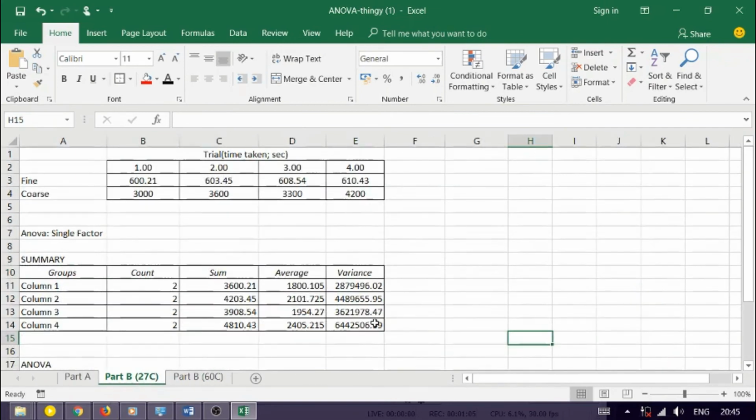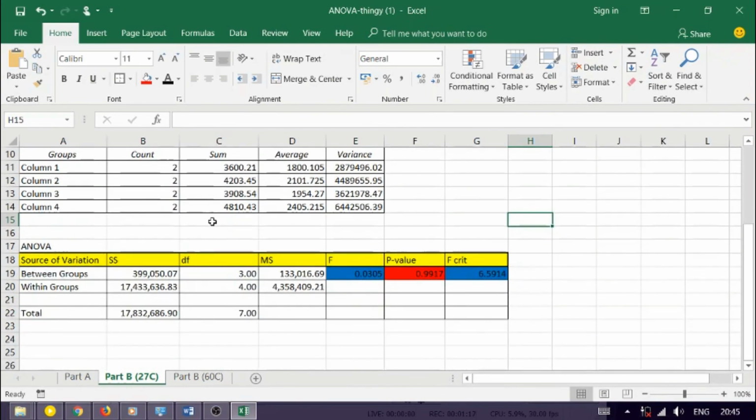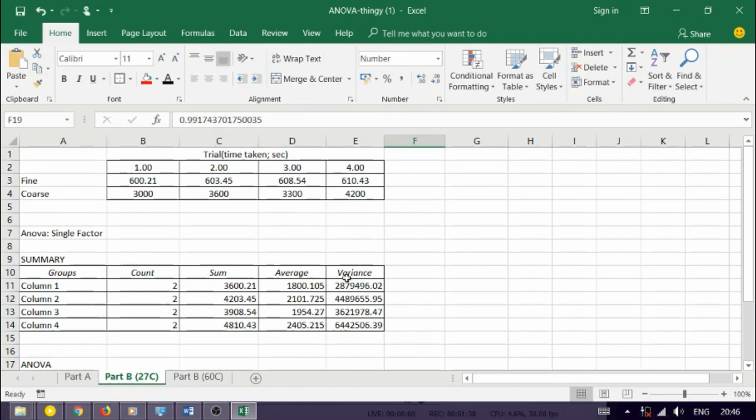For part B, we conducted the experiment at 27 degrees Celsius by using a different type of salt, which is fine and coarse. So the ANOVA table is here. F is smaller than F critical, and the P value is larger than the alpha value, which is 0.05. That also means that our data is within populations.